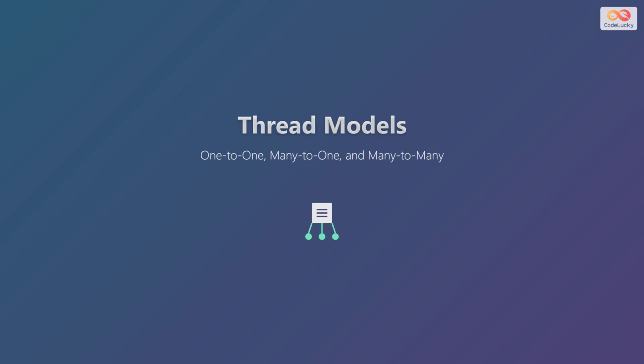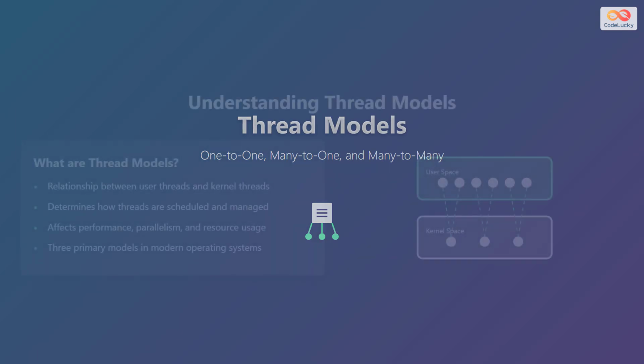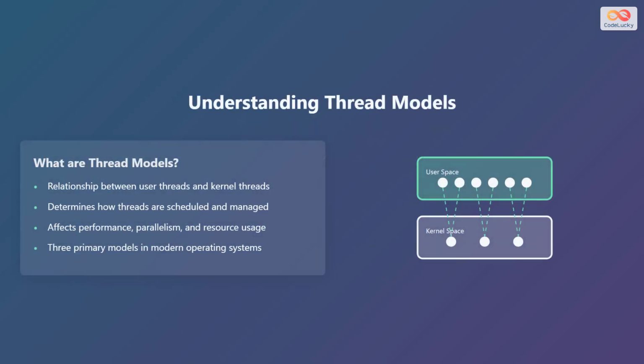Let's explore thread models. We will be discussing one-to-one, many-to-one, and many-to-many thread models. Let us understand what thread models are. Thread models define the relationship between user threads and kernel threads. This determines how threads are scheduled and managed within an operating system.